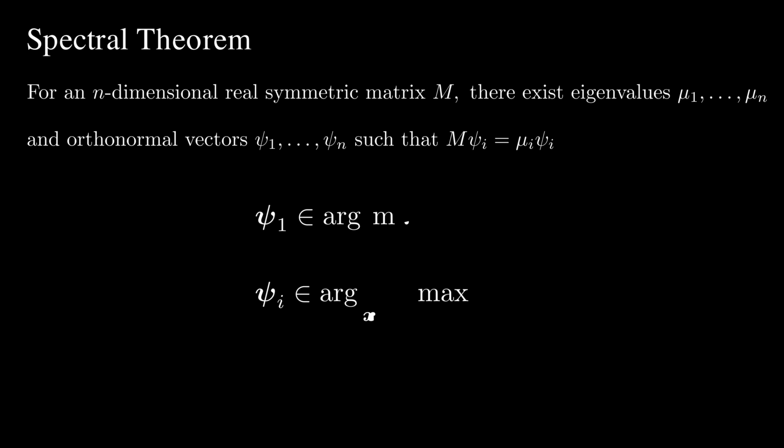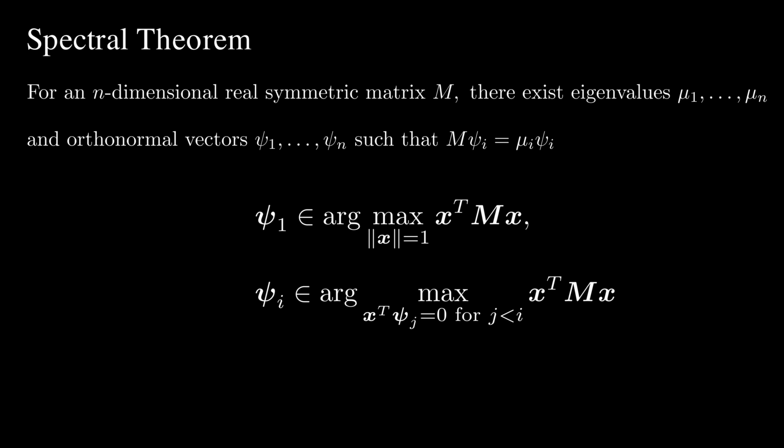We define the first eigenvector as the eigenvector that maximizes the Rayleigh quotient. Since the Rayleigh quotient is homogeneous, as we showed earlier, we only need to consider unit vectors x. Notice how we use the notation psi sub 1 to denote the eigenvector corresponding to the largest eigenvalue. Subsequent eigenvectors are determined by maximizing the Rayleigh quotient while ensuring orthogonality to all previously found eigenvectors. These properties ensure that the eigenvectors are not only scaled but also orthogonal to one another.